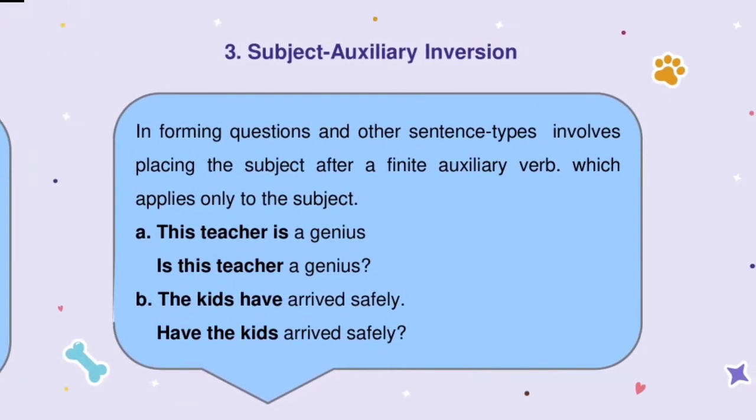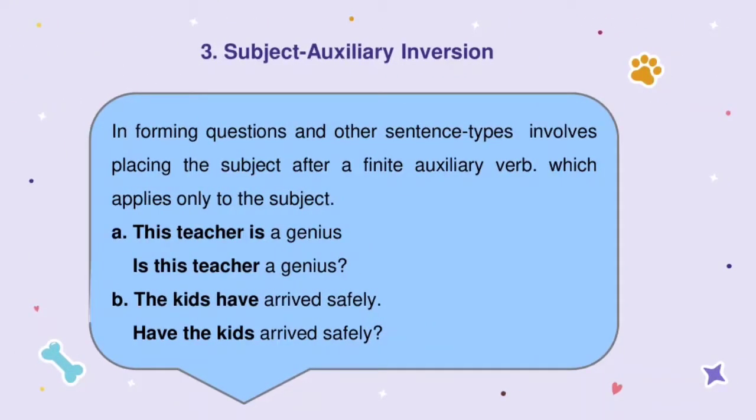The third is subject auxiliary inversion. In forming questions and other sentence types, it involves placing the subject after a finite auxiliary verb, which applies only to the subject. Jadi, subject auxiliary inversion itu penempatan subjek setelah kata kerja bantu.